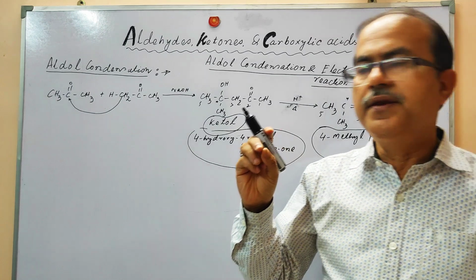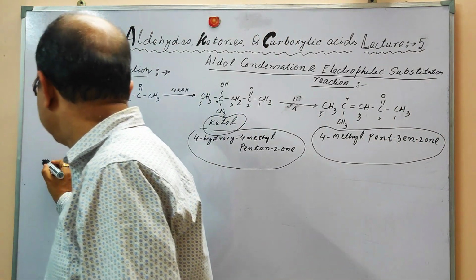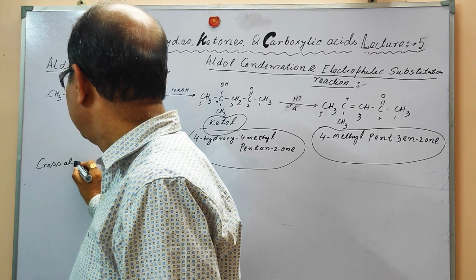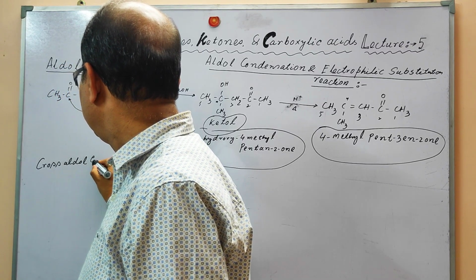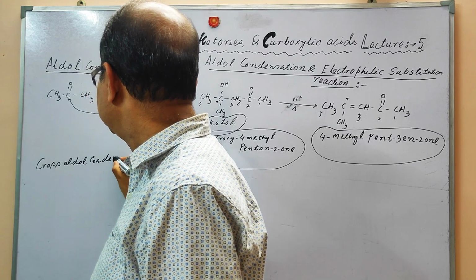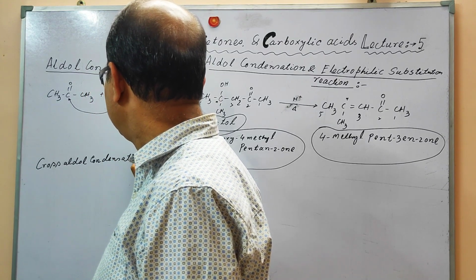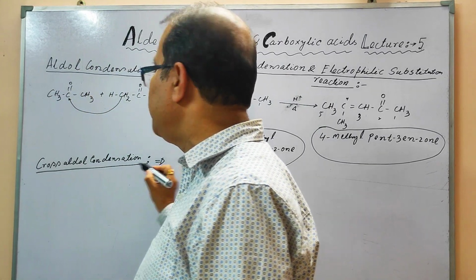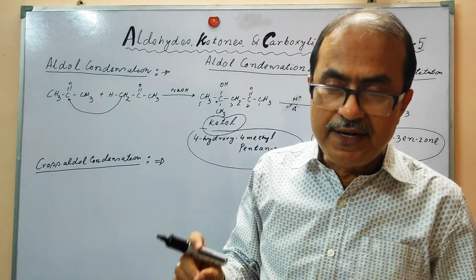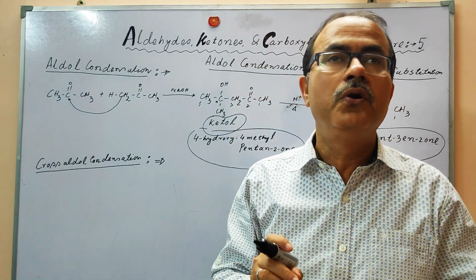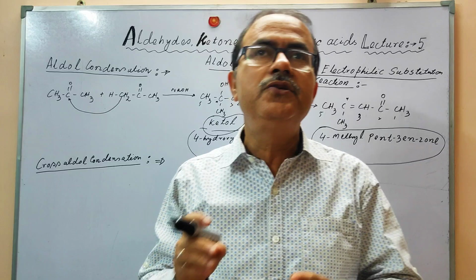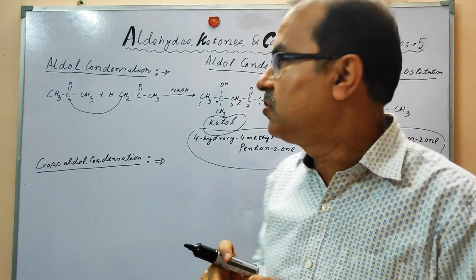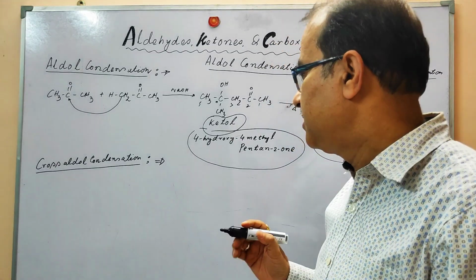Now there is another type of aldol condensation, called the cross aldol condensation. When this aldol condensation is going on between different aldehydes or different ketones, or a ketone and an aldehyde, this aldol condensation is called the cross aldol condensation.